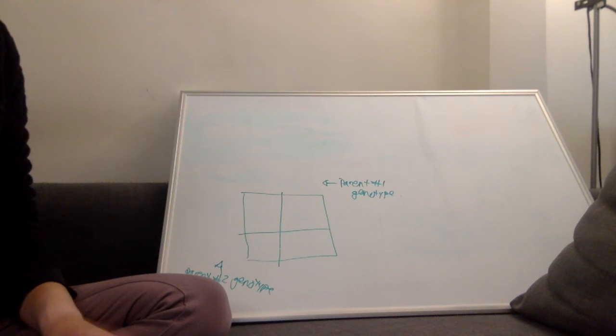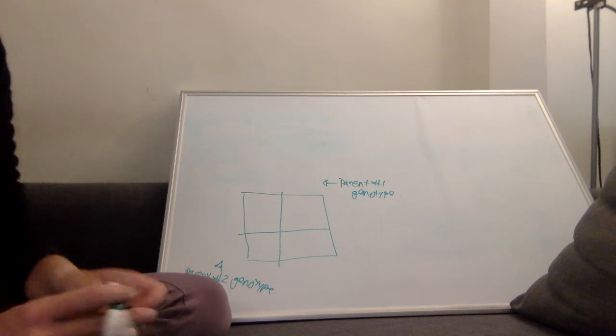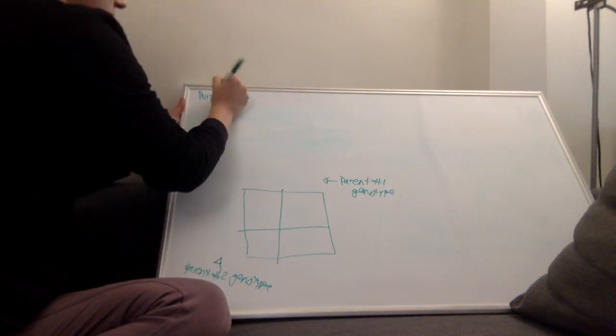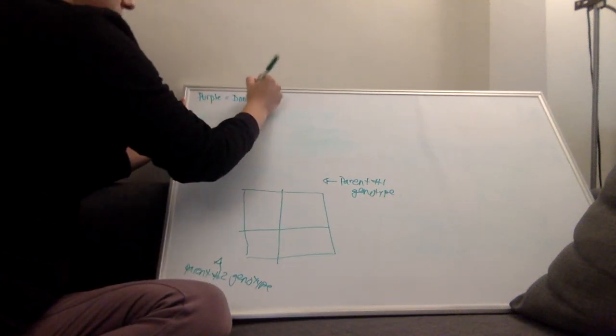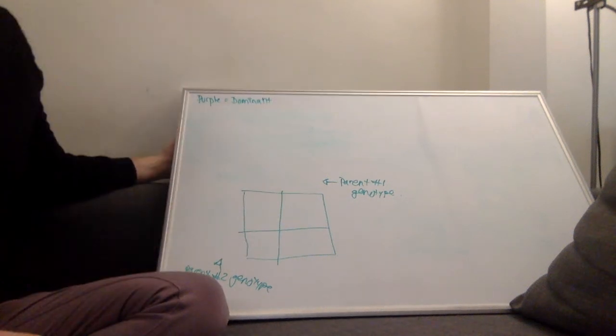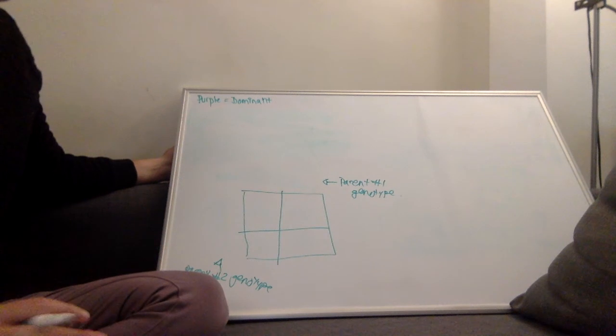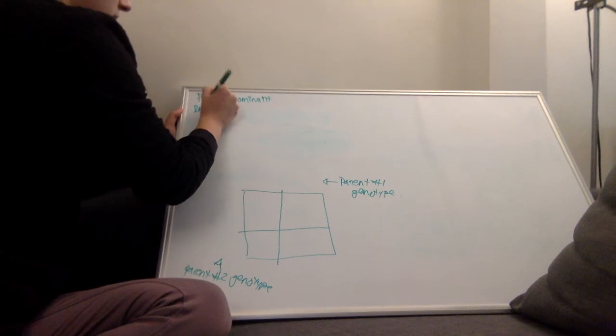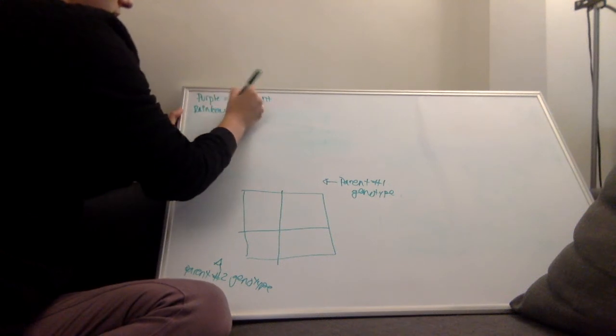So the first sentence says purple horns are dominant. Okay, so I'm going to write here purple equals dominant. That means we're going to use a P for our genotypes. Okay, this is where you might need to use some cursive. We said rainbow is recessive.